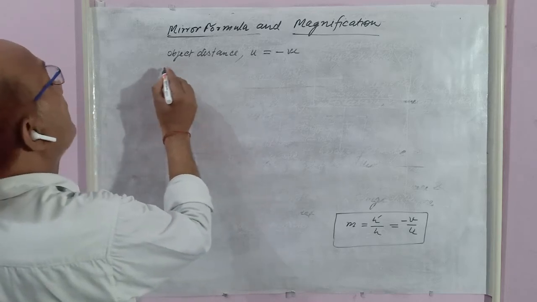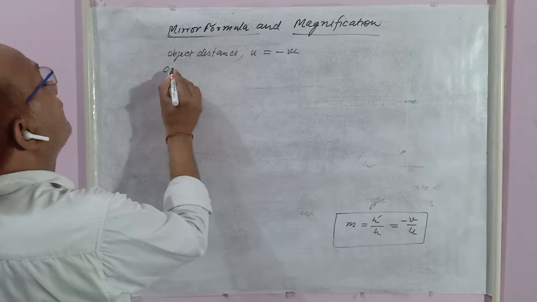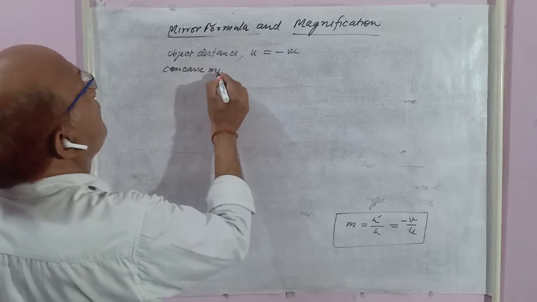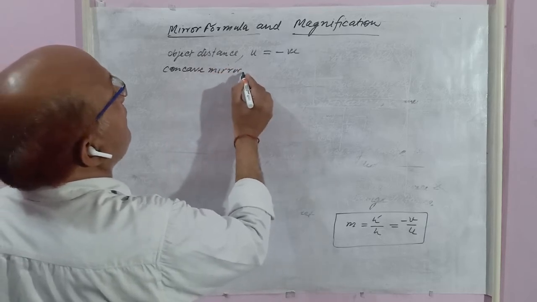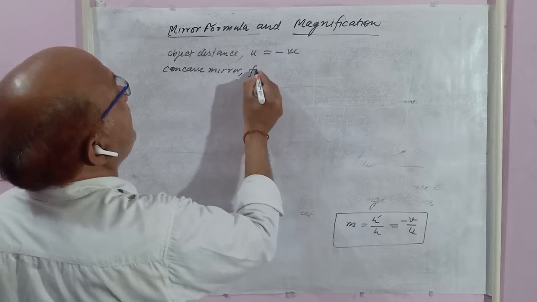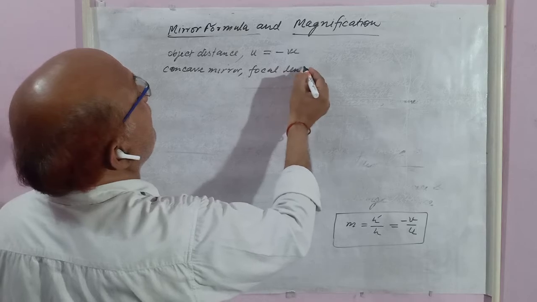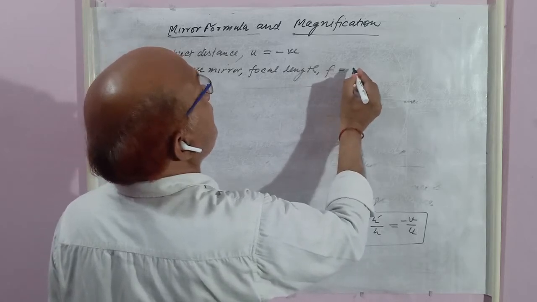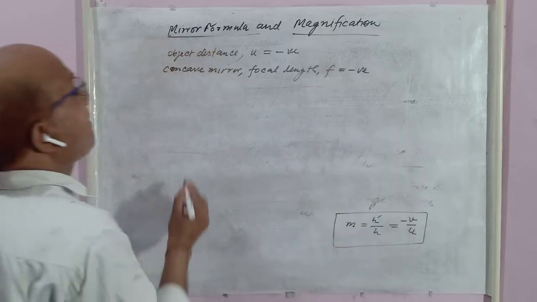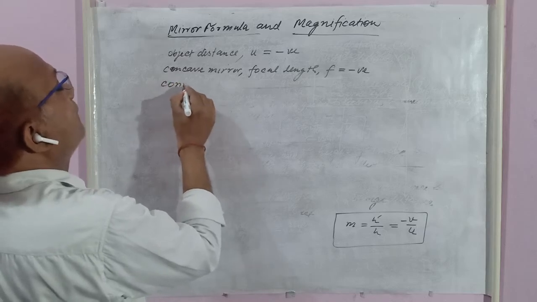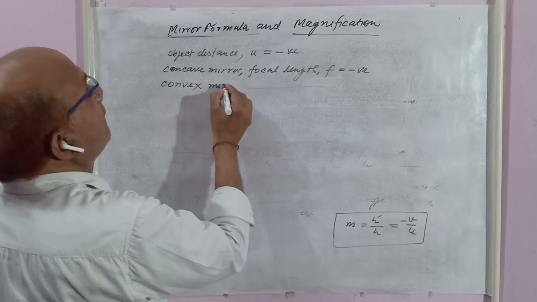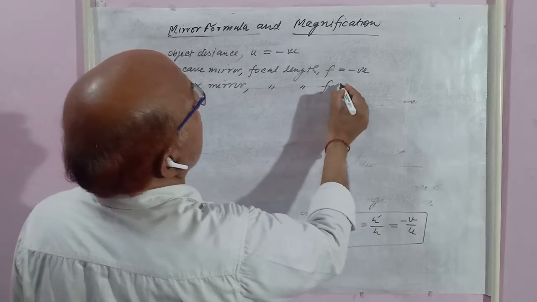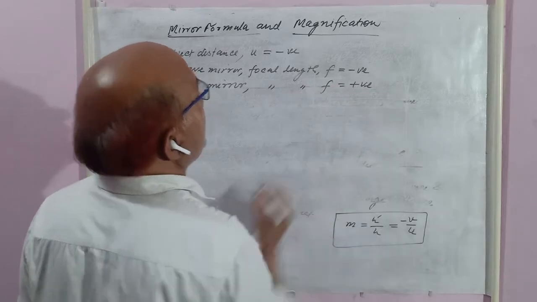And for concave mirror, focal length f is taken as negative, and for convex mirror, focal length f, it is taken as positive. Okay.